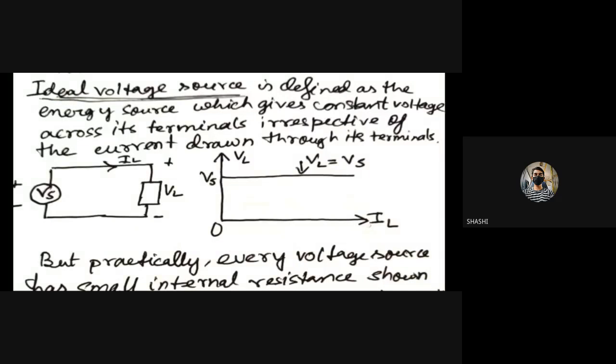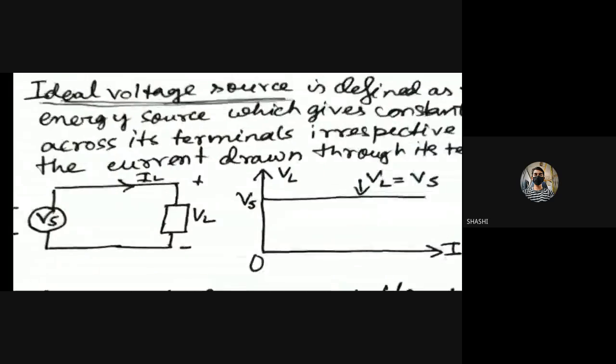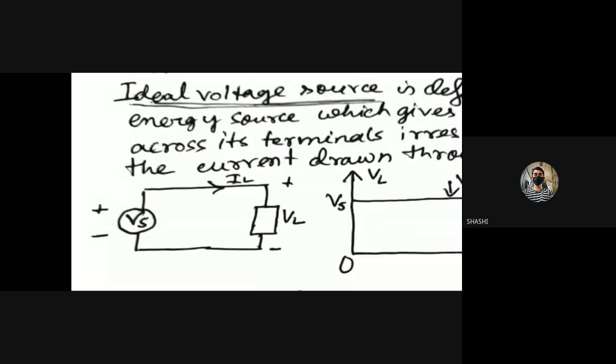In very easy words, I am telling you, ideal voltage source is that where the voltage is constant, there is nothing called resistance. The voltage source, this one, the circle that you are seeing with VS written, is a voltage source. This voltage source has no internal resistance, that is ideal. In the ideal case, a voltage source will have no passive part, means no resistance or resistive part. It will be entirely active and will never consist of any internal resistance. It is fully giving constant voltage. So ideal voltage sources are defined as those energy sources which give constant voltage across their terminals irrespective of whatever current is drawn through it.